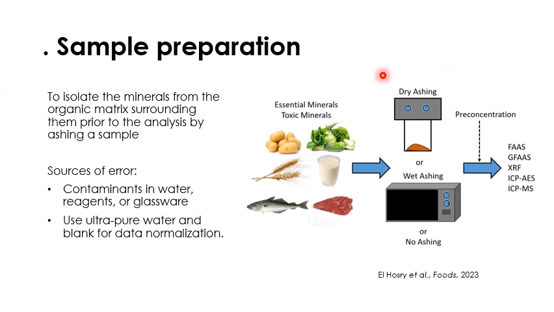Prior to performing this elemental mineral analysis, your food samples need to undergo an ashing process first, to remove minerals from the organic matrix. Because minerals exist in trace amounts, you have to ensure that the sample, the water, the reagent and glassware you use for these types of analysis are very clean. They need to be free from contamination.